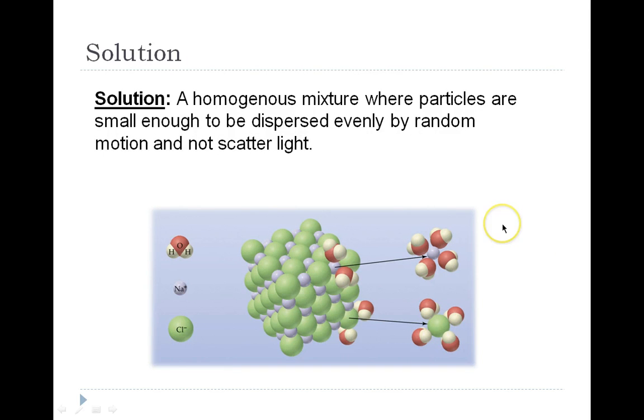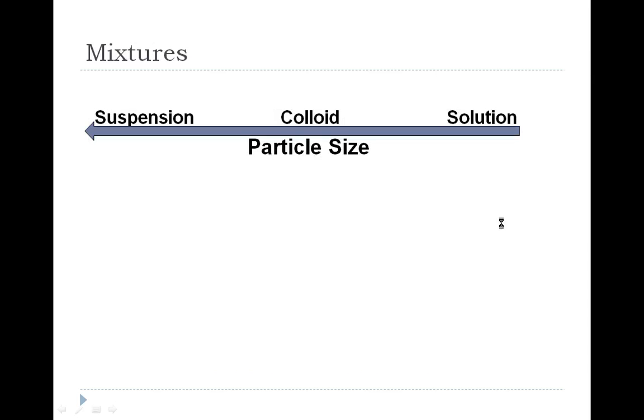So back to what solutions are. Solutions are homogeneous mixtures. And if we're going to put these all on a scale in terms of particle size, for suspensions, the particles are large enough that they actually settle out. Colloids, they don't settle out, it's homogeneous. In solutions, the particle size is much smaller, small enough that they don't scatter light.